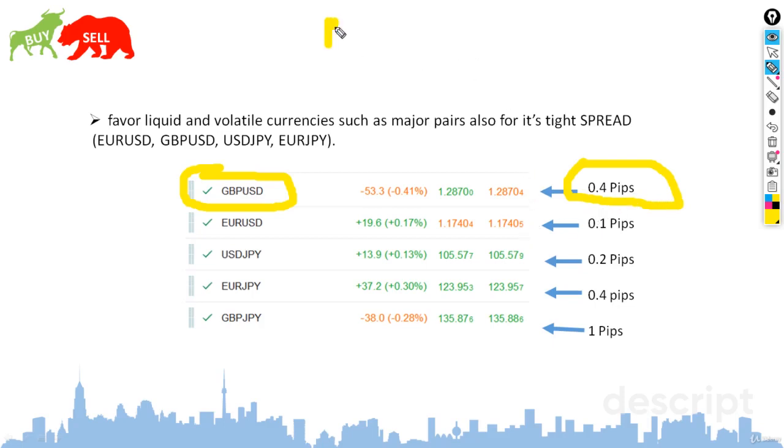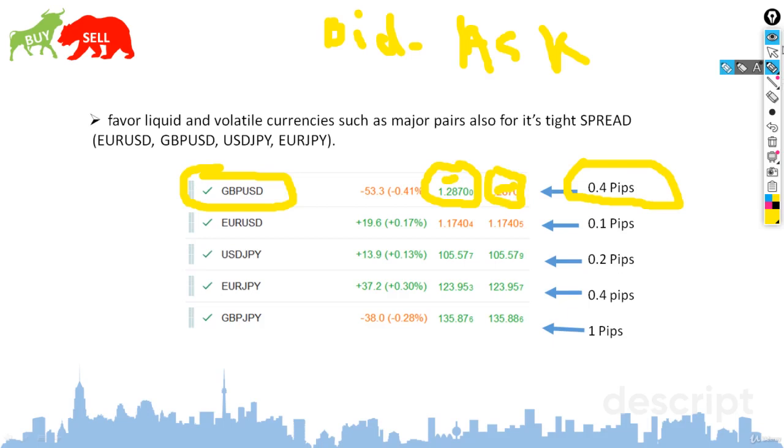The spread is the difference between bid and ask, because in the Forex market we have two prices. We have the bid and the ask. This is the bid and this is the ask. Bid minus ask, you will find the spread. Okay, so I will erase that.